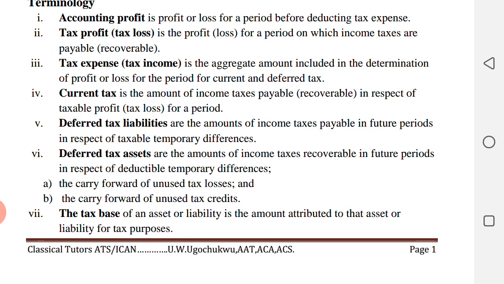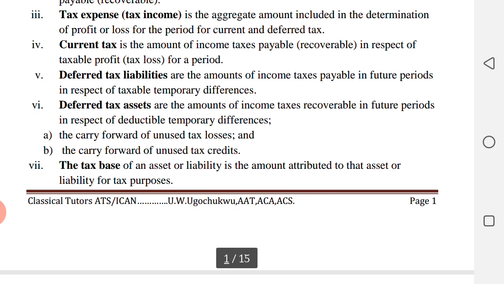Current tax is the amount of income taxes payable or recoverable in respect of taxable profit for a period. Now, the major thing we want to talk about in this topic is not just how to compute tax, it is the deferred tax. What is deferred tax? And what is deferred tax liability and deferred tax asset?